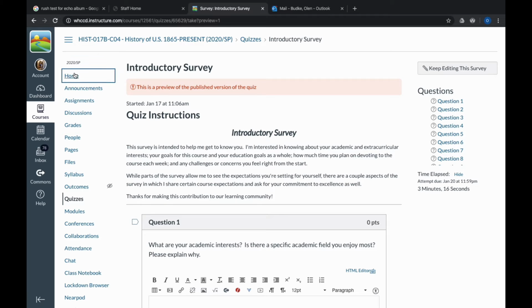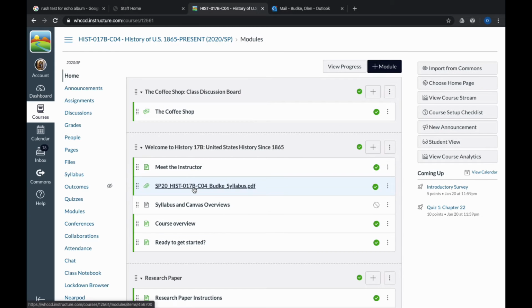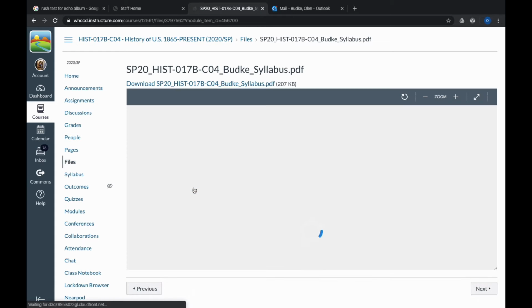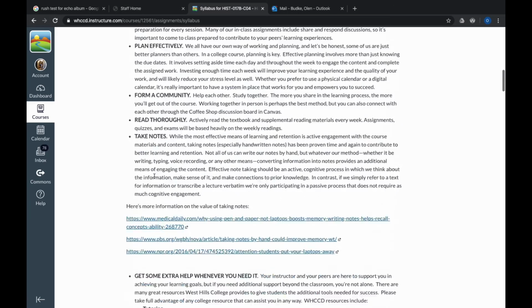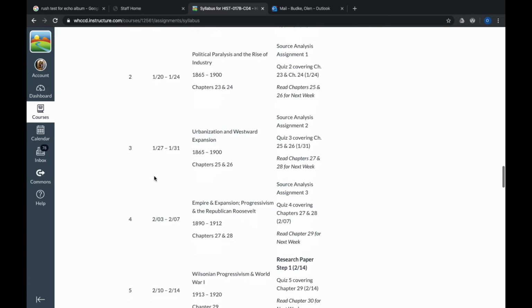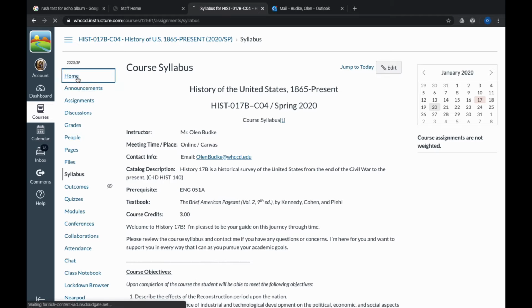All right, let's go back to the home page and let's take a look at the syllabus. All right. Now, you can also find the syllabus, by the way, in this syllabus tab. It's just a little bit harder to go through the course calendar because we don't have delineating lines here. So I like looking at the PDF version. So let's go back to that.